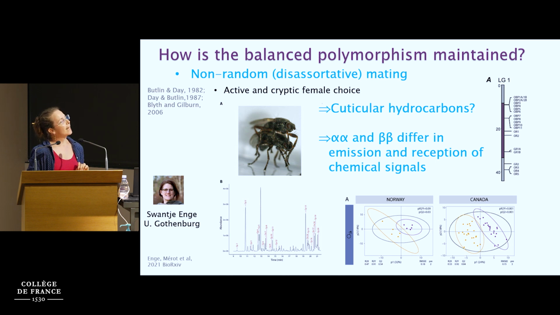And what we notice is that inside the inversion, there is an accumulation. Well, there are several genes which are odorant receptors or gustatory receptors. So that means that these 2 karyotypes will differ in emission and reception of chemical signal. So this provides a possible mechanism on which this disassortative mating is based.